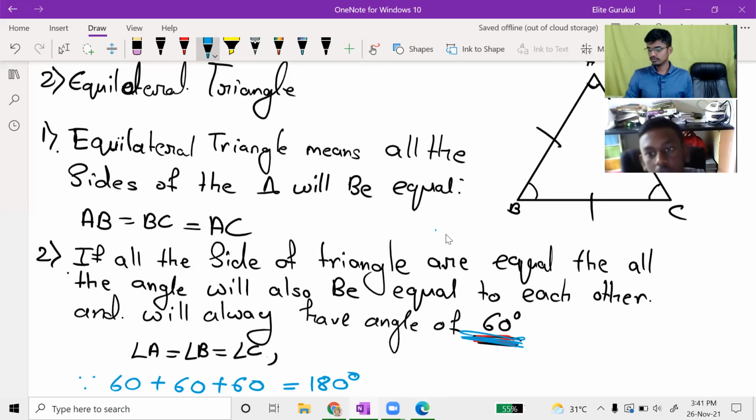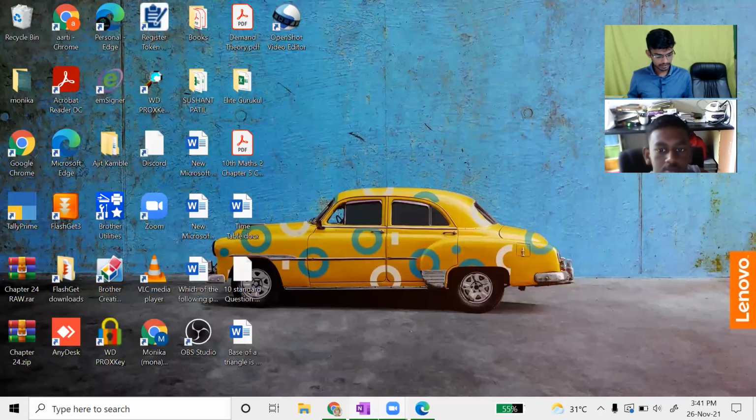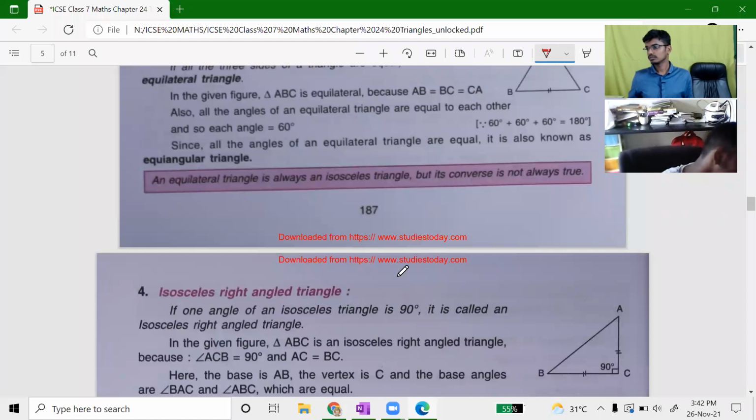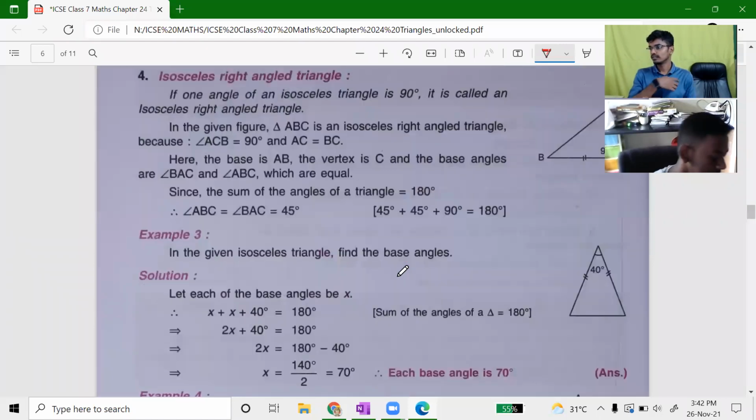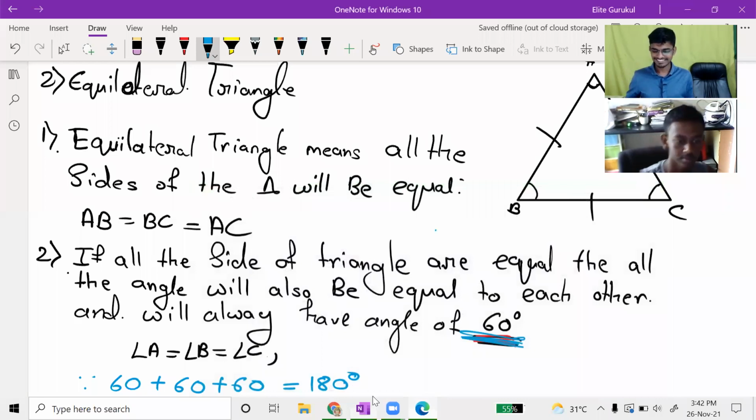Come on. Let's move for the second point. Next point. What is the next point? After equilateral triangle, isosceles right angle triangle. Okay. Again, an easy one. Let us solve it.